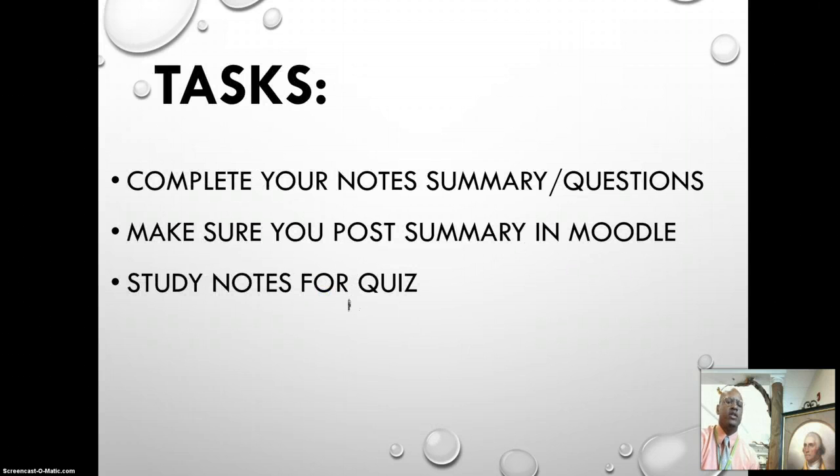Now, what I want you to do is summarize what you've learned by focusing on the essential question and our objective questions. Once you've done that, go ahead and submit that into Moodle. Remember, you get your credit and your points for your summary as you submit it through Moodle. And then lastly, go over your notes and be prepared for your quiz. All right, I look forward to having a discussion in class tomorrow.